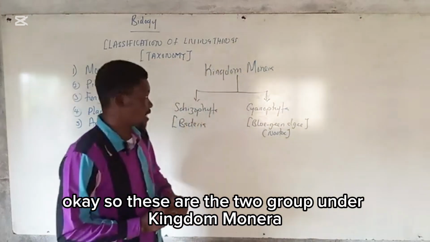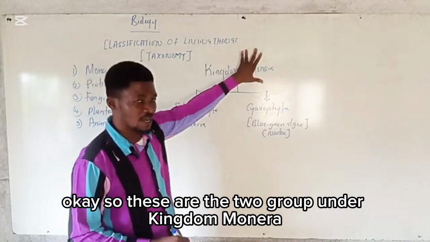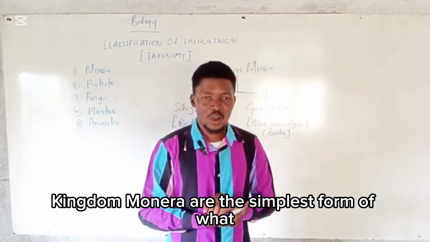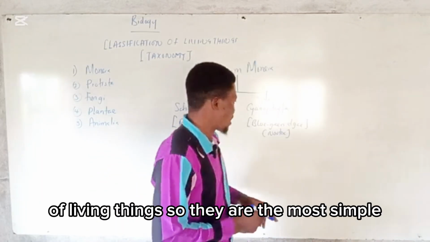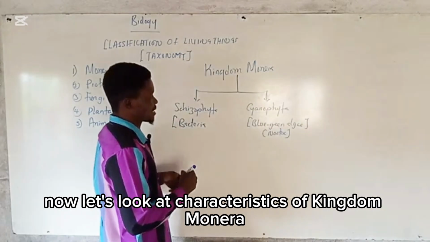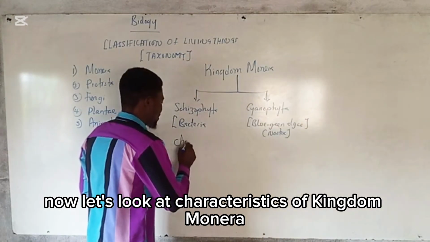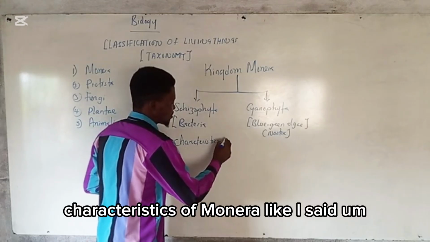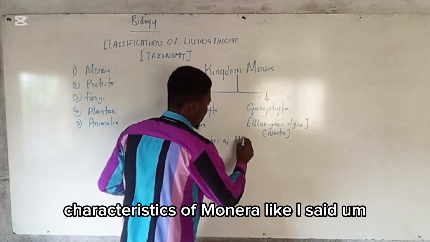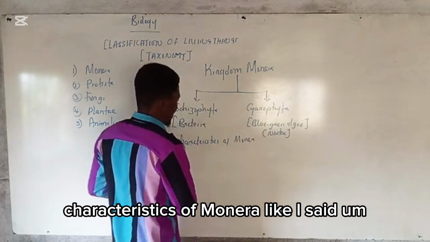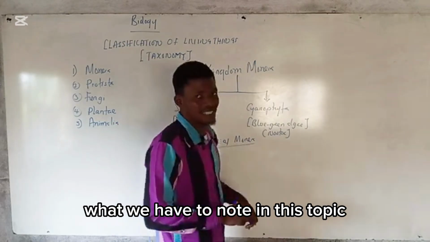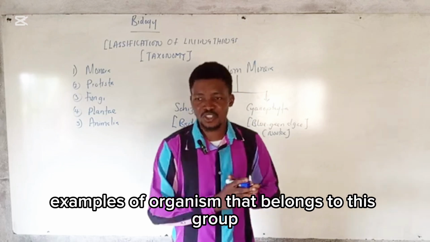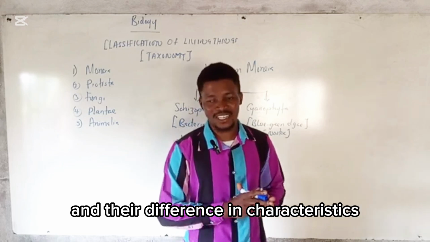Okay, so these are the two groups under kingdom Monera. Remember I said kingdom Monera are the simplest form of what? Of living things. So they are the most simple. Now let's look at characteristics of kingdom Monera. Like I said, what we have to note in this topic is the different groups, examples of organisms that belong to this group, and their difference in characteristics.